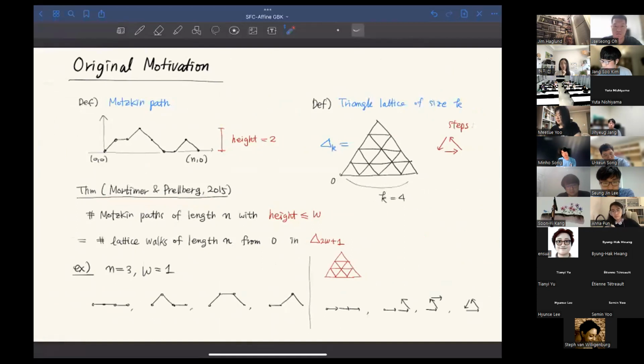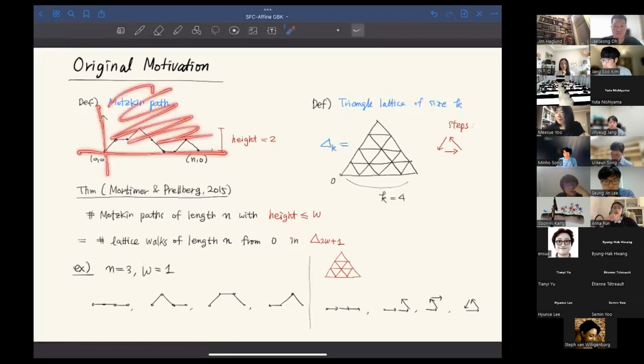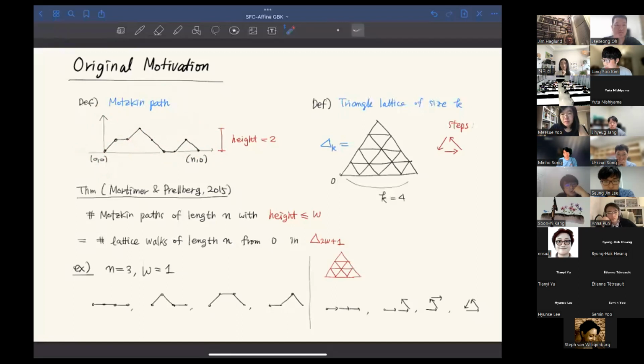A Motzkin path is a lattice path from (0,0) to (n,0), consisting of up steps (1,1), horizontal steps (1,0), and down steps (1,-1), such that it stays in the first quadrant. The height of the Motzkin path is the maximum y coordinate of the points in this path. In this case, the height is 2 because the y coordinate of this point is 2. So we can think of all such Motzkin paths with bounded height, in this case 2.